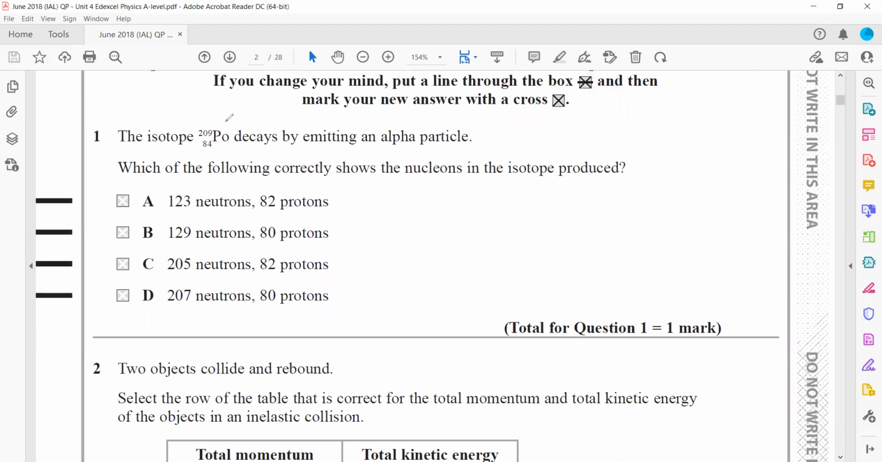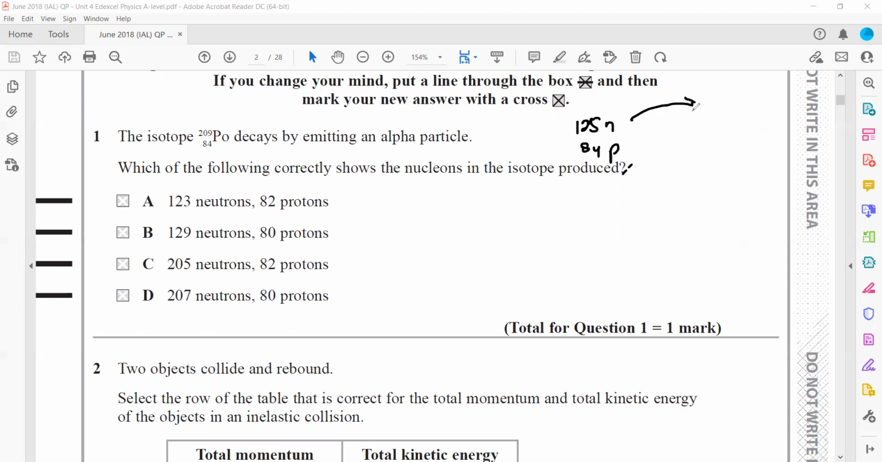First we have to identify the number of neutrons and the number of protons, because in the question they're asking about neutrons and protons, not the nucleon number. So how many neutrons are there? This will be 209 minus 84. That is 125 neutrons in the beginning, and there are 84 protons.